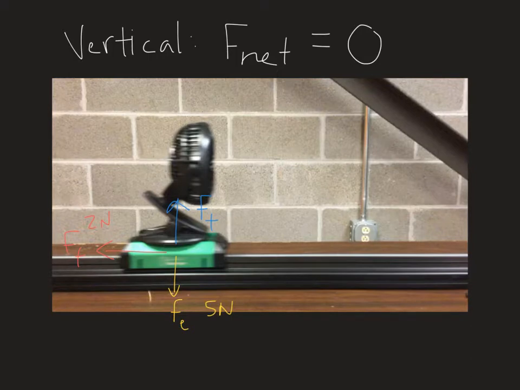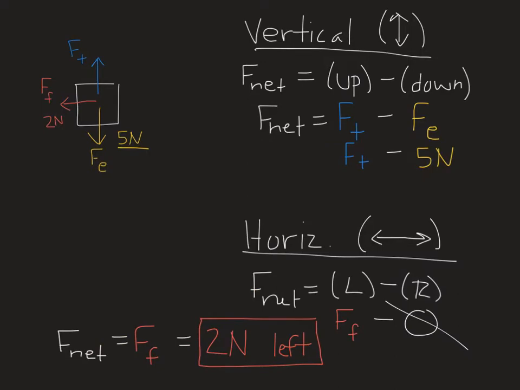So let's take that and let's go back to our equations. Okay, so what did we just find out? We just found out that in the vertical direction, our net force is equal to 0. F net equals 0, which means that Ft minus Fe equals 0, and that Ft minus 5 newtons equals 0. Remember, we substituted those 5 newtons in because we know the weight of the cart is 5 newtons. We just plug that in. So now we've got an equation we can solve.